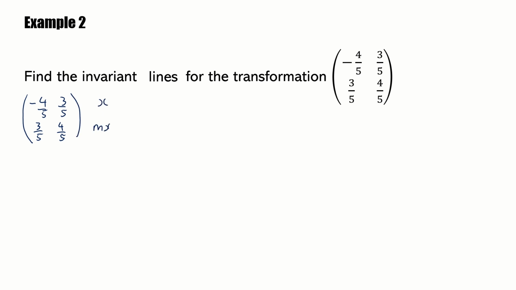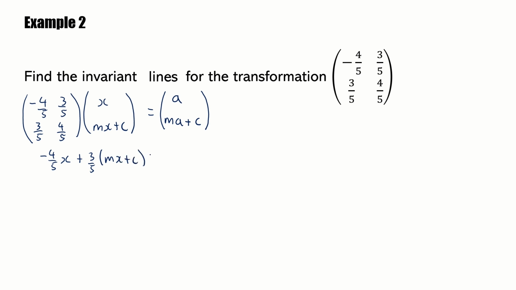Let's say it's x, mx plus c, but then if that point's going to lie on the invariant line, it can move but just somewhere else on that same line, so I'm calling it a, ma plus c, the other point on our line. Multiplying the matrices together to create some simultaneous equations, we end up with minus 4/5 x plus 3/5 lots of mx plus c is equal to a, and then we also have 3/5 x plus 4/5 mx plus c is equal to ma plus c.